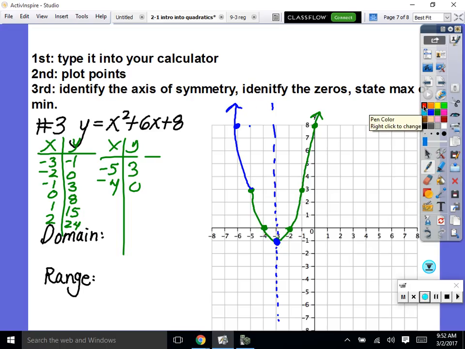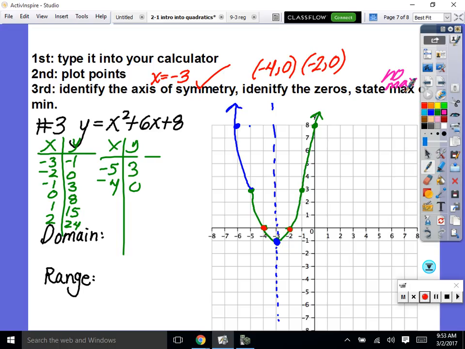We're almost done. So it says identify the axis of symmetry. It's at x equals -3. Look at it. Identify the zeros. So let's write them as x, y points. So our zeros are at -4 of 0. Everybody's seeing where zeros means where it crosses the x-axis, right? And then -2 of 0 is also a 0. Look, -2 of 0. Let's state our max. Well, look, it's going to positive infinity, so there's no max. But our min, it says state the min. Our min is our vertex. So our vertex is our min. And that's at the point -3, -1.